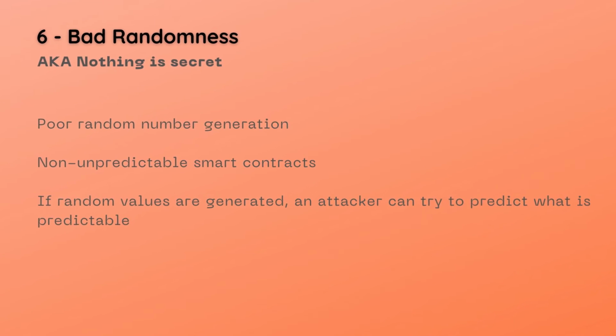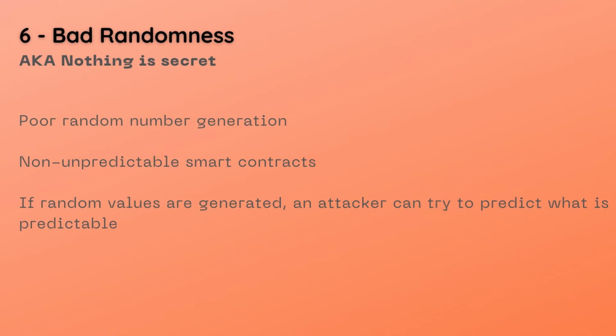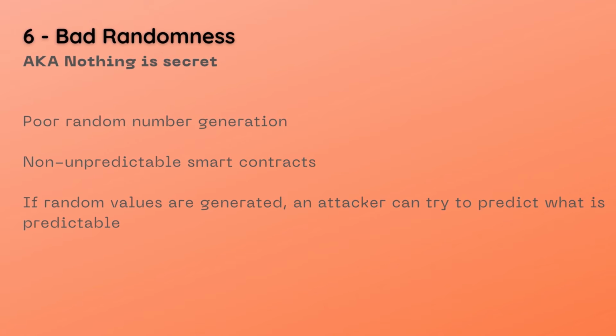In this category, there are vulnerabilities related to poor random number generation. Smart contracts are never completely unpredictable. It is therefore very complex for them to generate random values. If the contract uses a random number, an attacker can try to predict what is predictable to attack the contract. This is why this type of vulnerability is also called "nothing is secret".